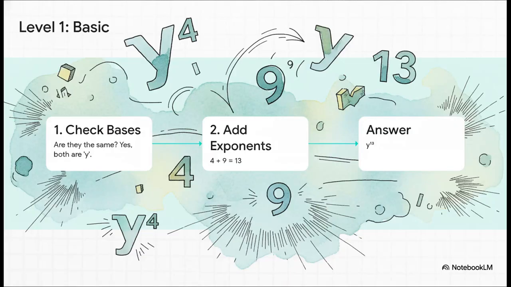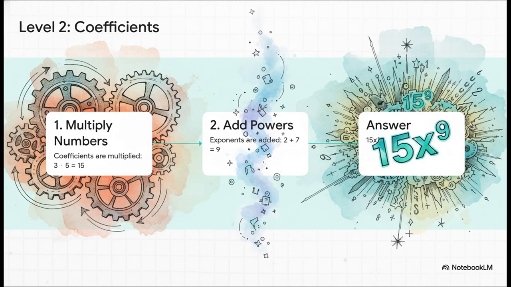Let's do it. All right, level 1, the absolute basics. We've got y to the 4th times y to the 9th. So what's the first thing we do? We check the bases. Are they the same? Yep, they're both y. Perfect, so we just add the exponents. 4 plus 9 is 13. Our answer is y to the 13th. Easy peasy.